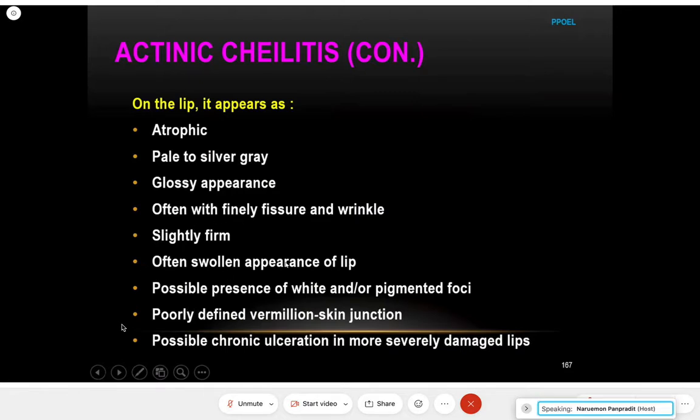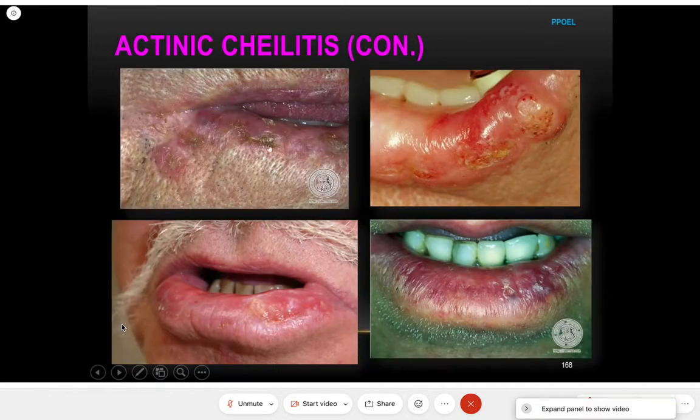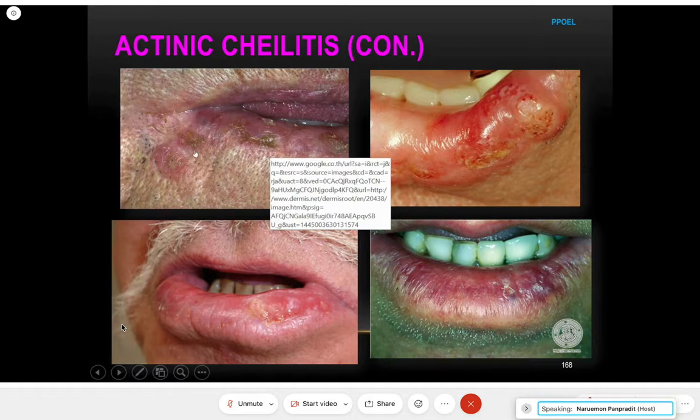They are slightly firm, often swollen, in the appearance of the lip. Possibly there are white or pigmented foci and a poorly defined vermilion border, or possible chronic ulceration in a more severely damaged lip. In this example, this is the crust and the red area coming beyond the vermilion border.